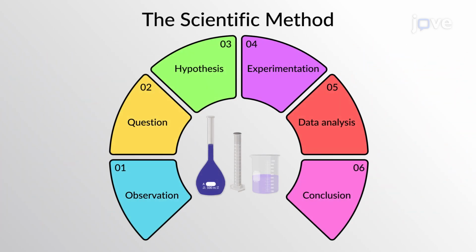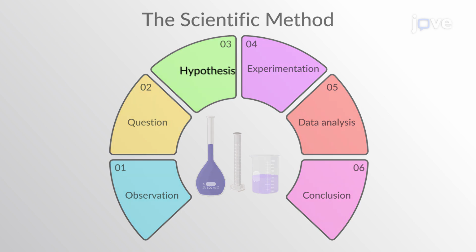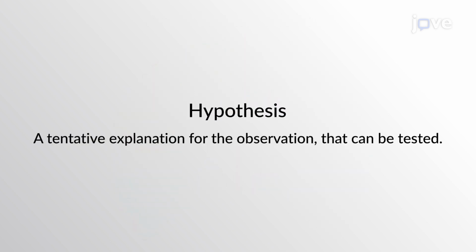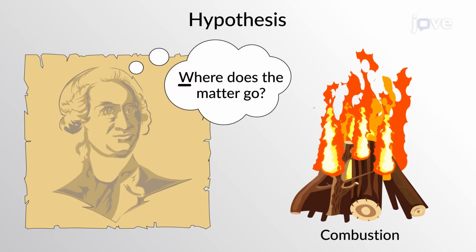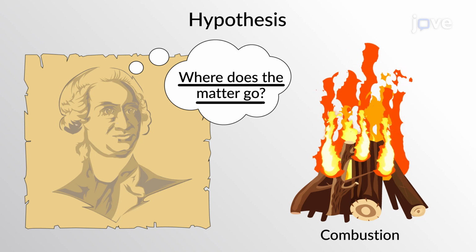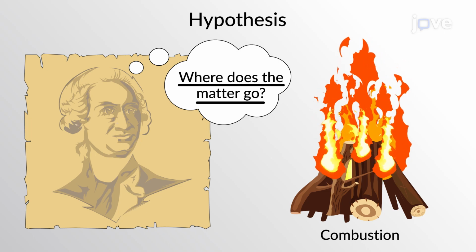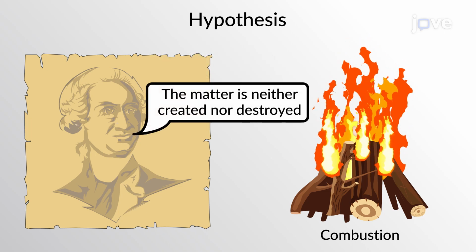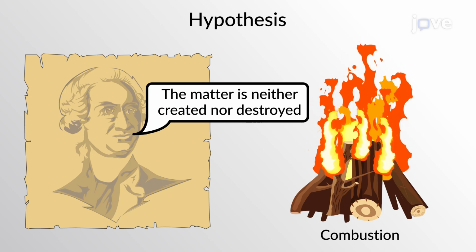The third step in the scientific method is building a hypothesis, a tentative explanation for the observation in question that can be tested. In response to his question of where does the matter go, Lavoisier hypothesized that in a chemical reaction, the matter was neither created nor destroyed.